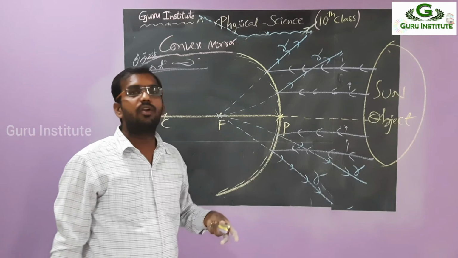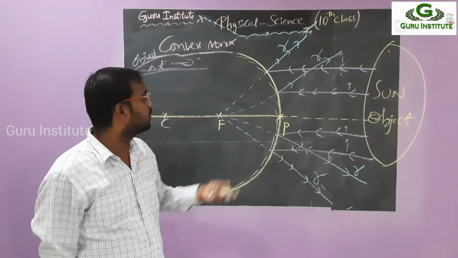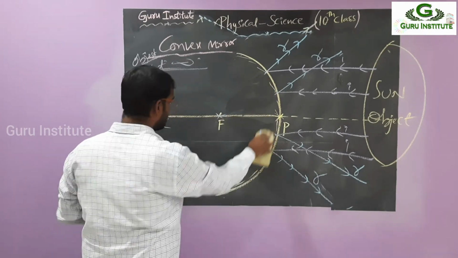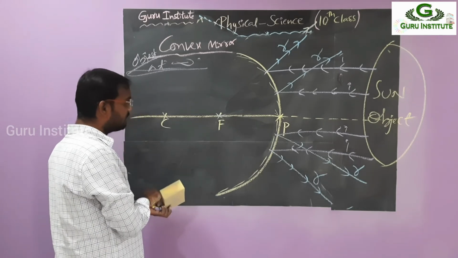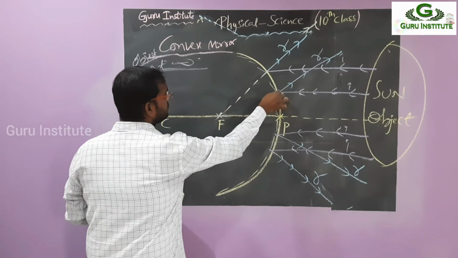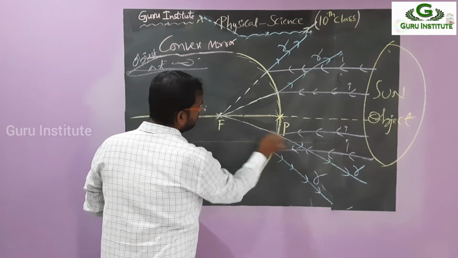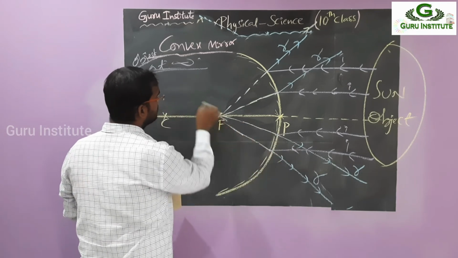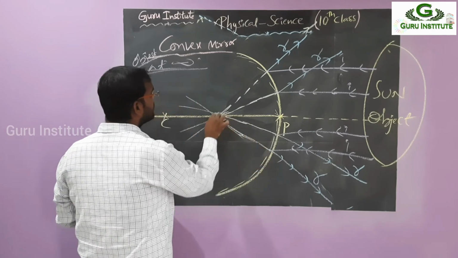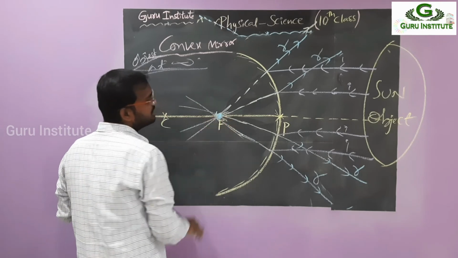So that's why we have to extend them into the back side. You already know that, so just extend it. For understanding, we are taking this one. What will happen if you extend this one? Again, it passes through the focus. These are meeting at which point? The focus point. So that's why this is the image point. Here the image is formed.